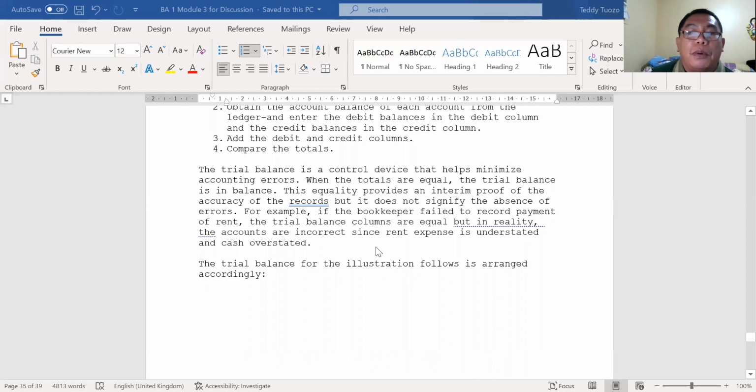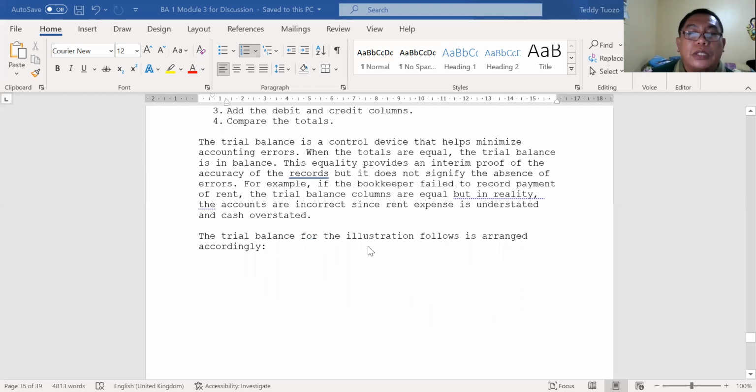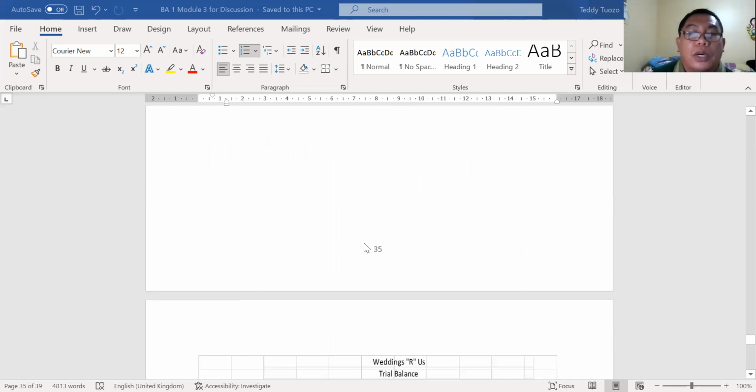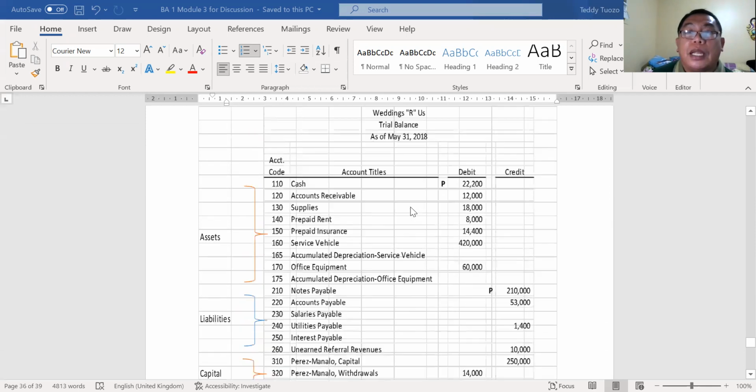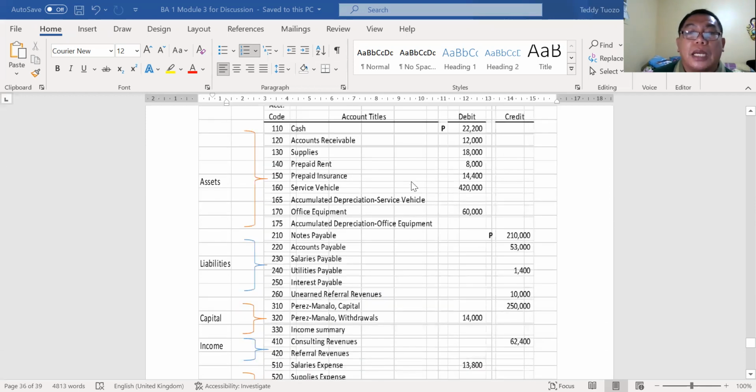So for example, if the bookkeeper kuno failed to record payment of rent, the trial balance of course is balanced. Kaya waya may imo debit sa ng credit, no? And then the trial balance for the registration of balance is arranged accordingly. So darita at the trial balance for the example ng Nick Marasiga, wedding are asked sa class.